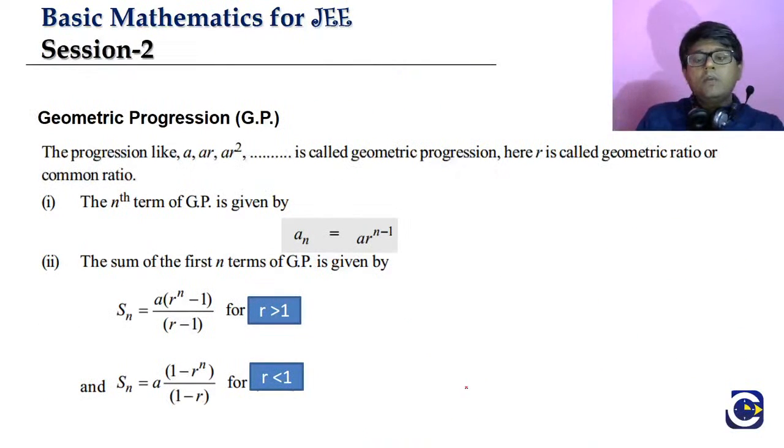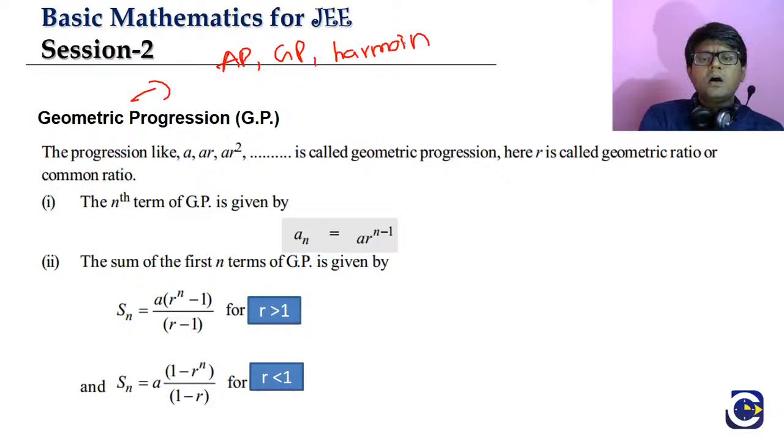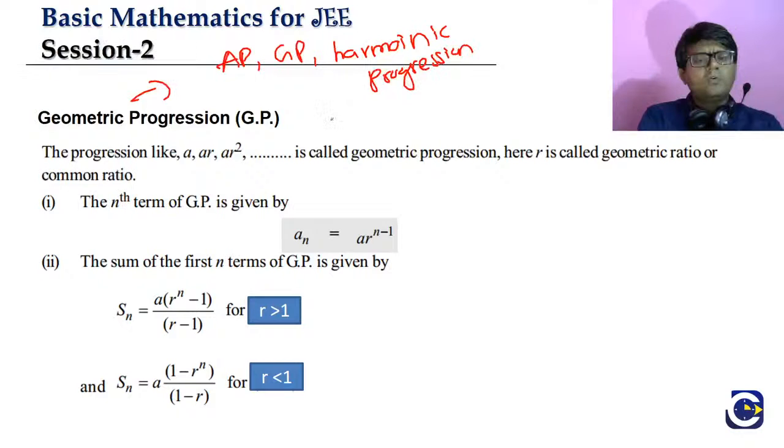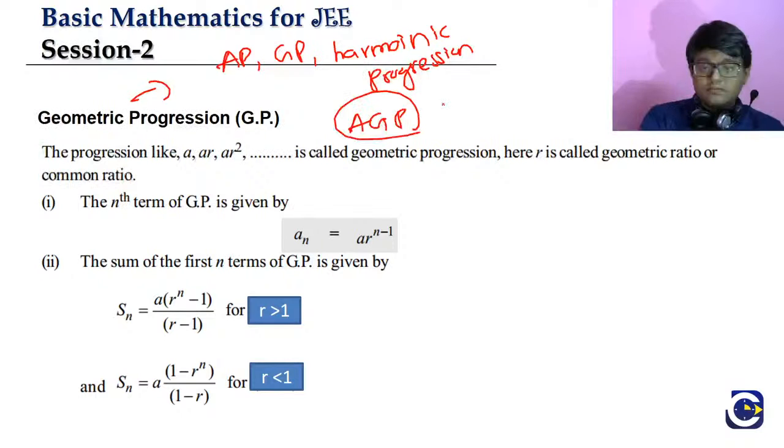Now we'll go to the other type of progression, which we call the geometric progression. In mathematics you will learn about three types: AP, GP, and then one more type called harmonic progression. If you are preparing for JEE, there will definitely be something called AGP and all that, but that is not relevant for us in physics.